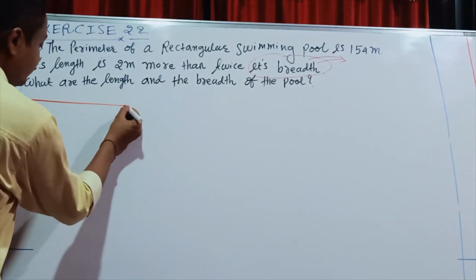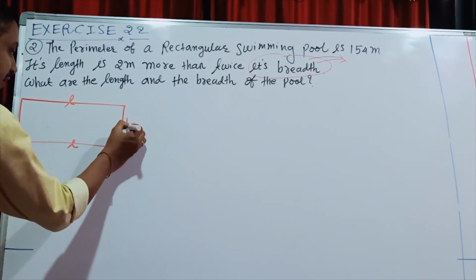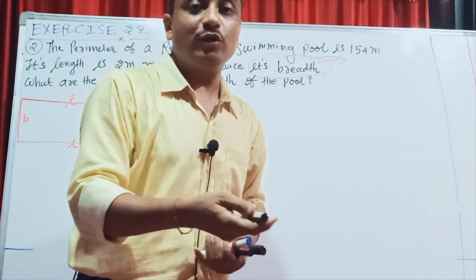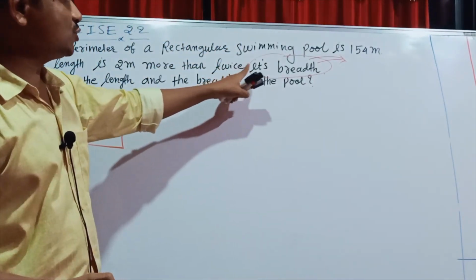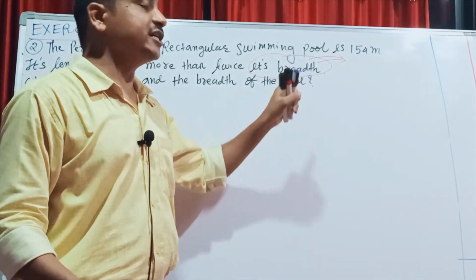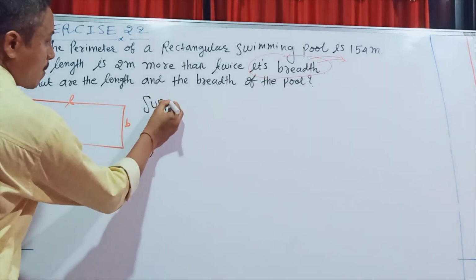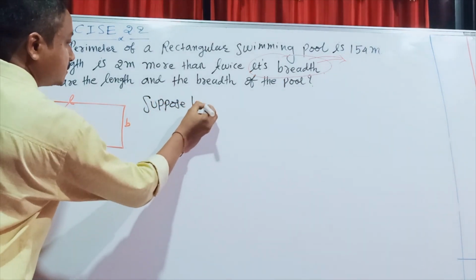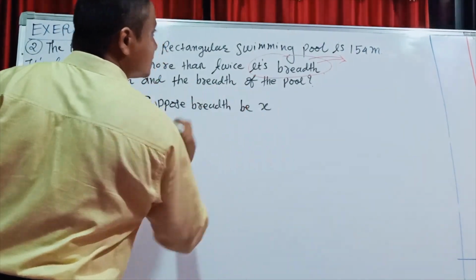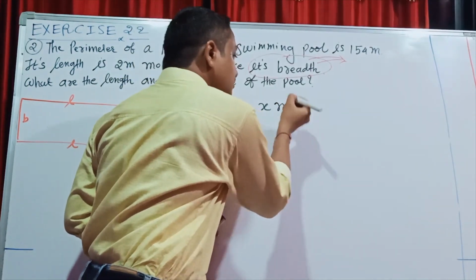So consider this is your drawing. This is your rectangular swimming pool. Here length and here breadth. Generally you know there are 2 lengths and 2 breadths. I again repeat, students, always start the equation from the back side. What is the back side? Breadth is given. So suppose the breadth be x, and the unit given here is meter. So you write x meter.